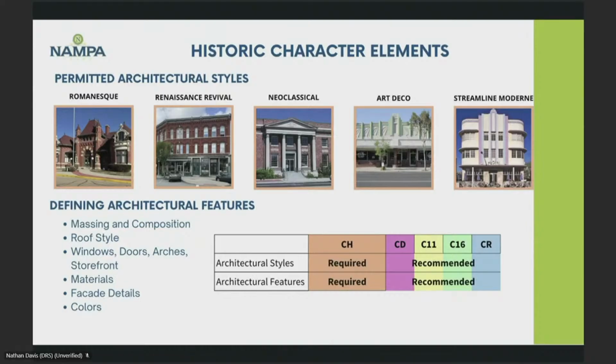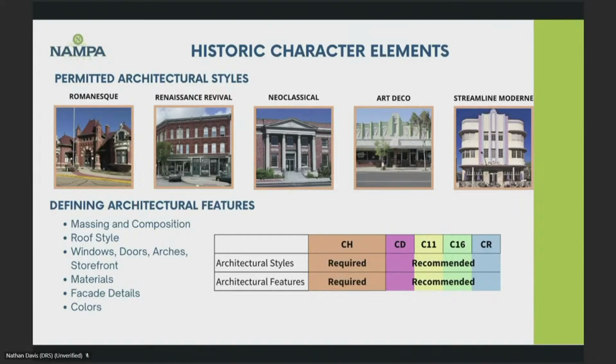Historic character elements. So again, CH district. What you're seeing in front of you are the architectural styles that are allowed in the CH district, because these are the ones that have been determined to be eligible or matching the character elements of the community. Romanesque, Renaissance Revival, Neoclassical, Art Deco, and Streamline Moderne. French. These are all required elements, so massing, composition, roof styles, they match in the CH district.